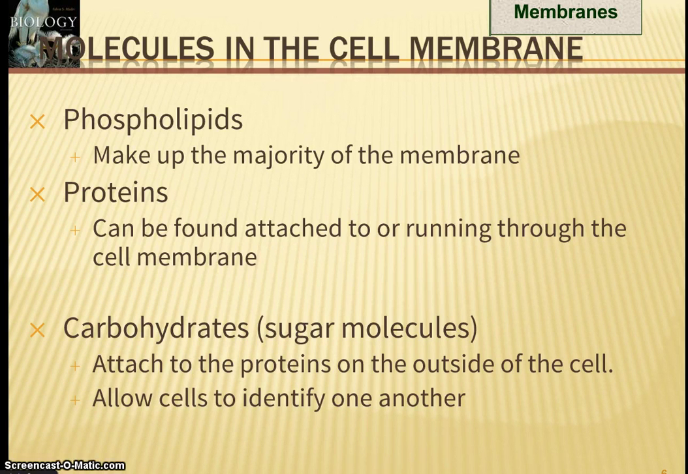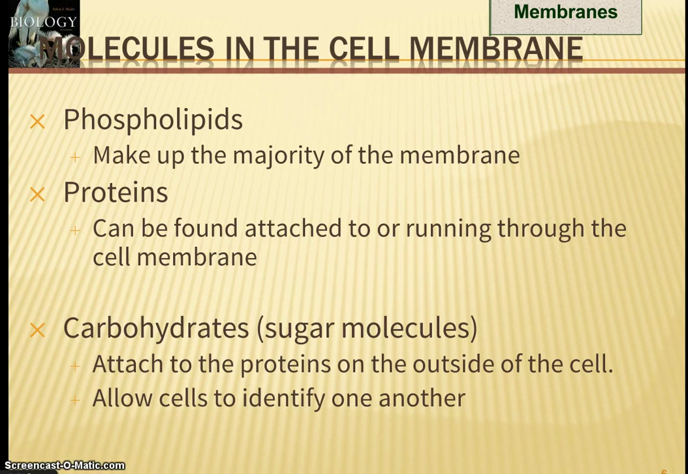And we also have some carbohydrates on our cell membranes. You all know carbs are just sugars. They end in the suffix OSE. Well, you got to write those two little plus signs underneath where it says carbohydrates. Carbohydrates attach to the proteins on the outside of the cell, and they allow cells to identify one another. That's how your cells know what cells are you, so you don't attack your own cells.